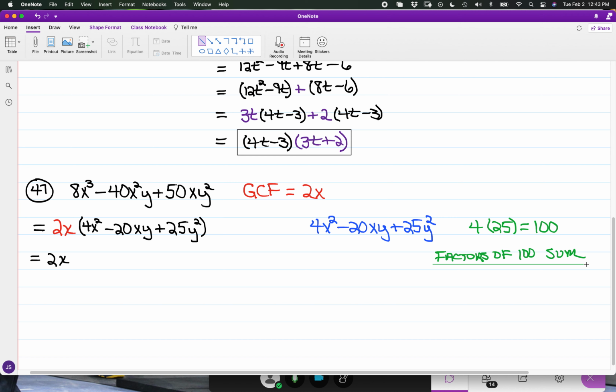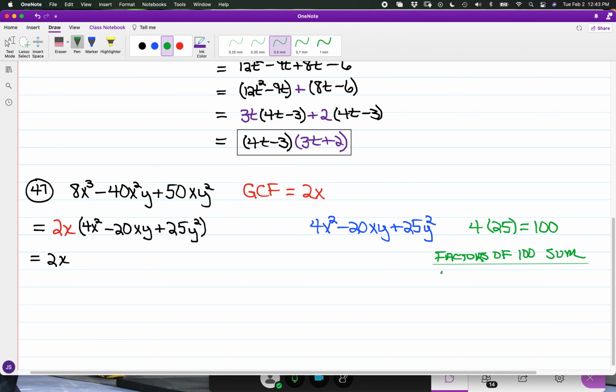Once again, in terms of how we got to 100, we have worked with 4 and 25. However, 4 and 25 add up to 29, so we're in the wrong direction with both terms positive. So we need both terms to be negative, and the combination that will add up to negative 20 will be the same value. So you have negative 10 and negative 10. Negative 10 times negative 10 is going to be 100, and negative 10 plus negative 10 will be minus 20.